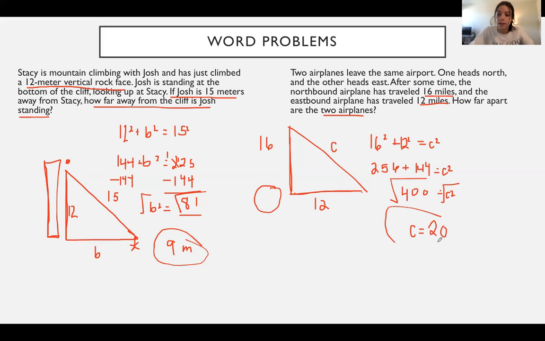So that's going to be it for the Pythagorean theorem today, but that's basically how we solve for different sides.